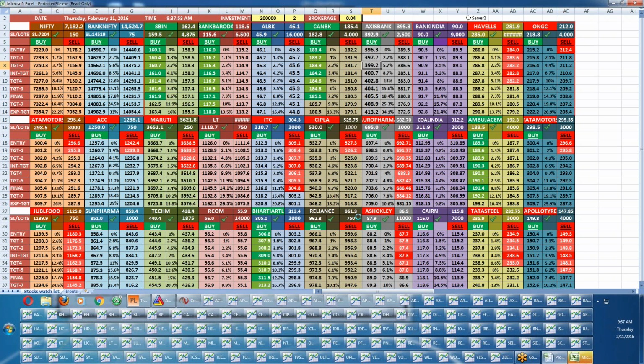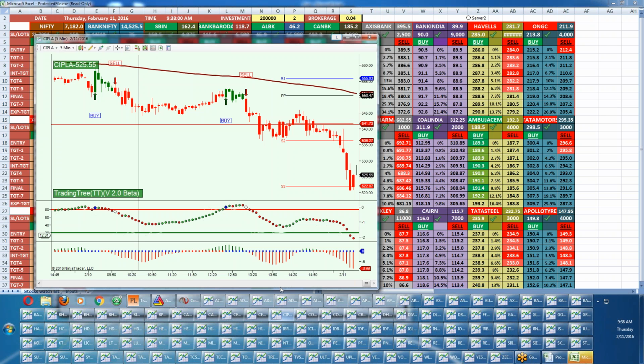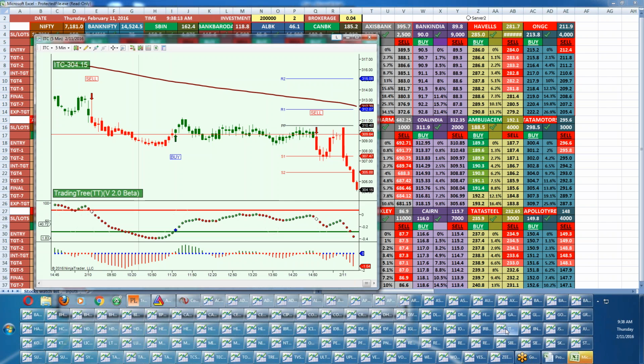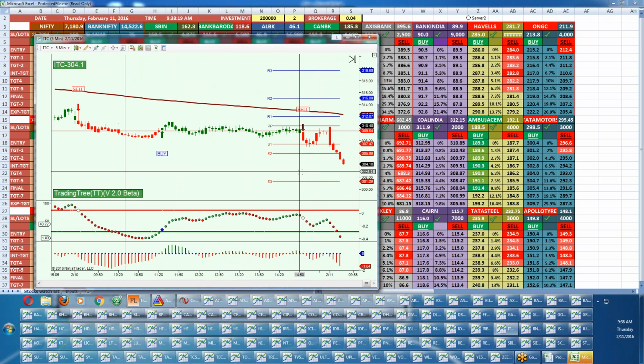So Cipla, we have the sell. Let's check what's happening in Cipla. Cipla, you can just see that it has already done its profit here. So ITC, let's check what's happening in ITC. So you can still wait on ITC, the sell call.